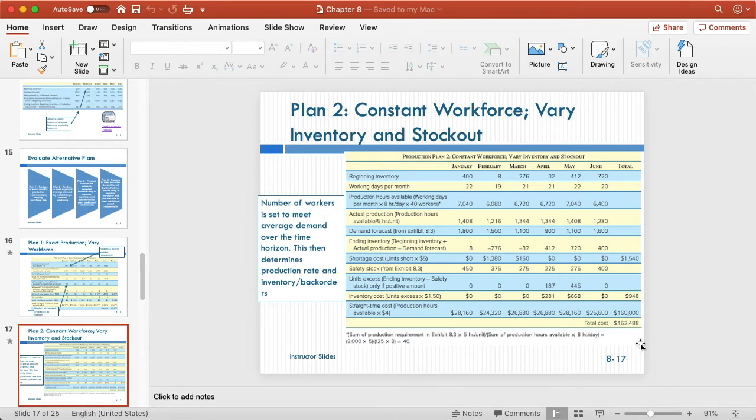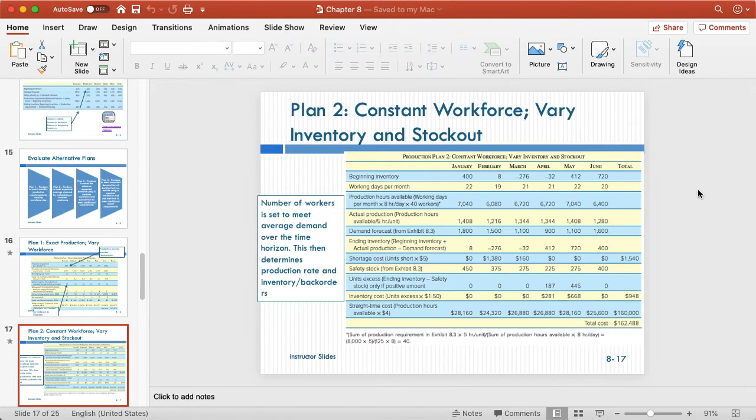In plan 2, we assume we have a constant workforce, but we vary the inventory and stock out. So plan 2 basically corresponds to the level strategy that I just mentioned. Compared to plan 1, your workforce will not change. You will not hire or lay off employees during this process, but your inventory will fluctuate during this process.